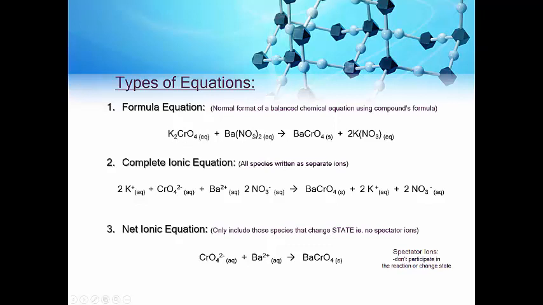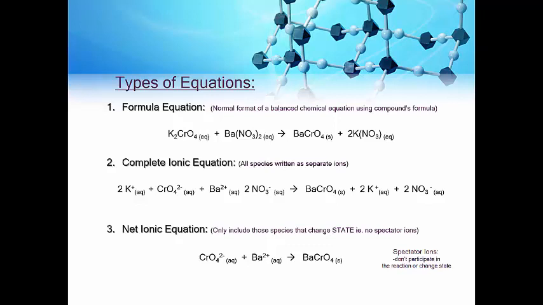K2CrO4, we've got barium nitrate, and we're going to get BaCrO4, and then we've got 2 potassium nitrates. Okay, and we've indicated that these 2 starting ones are soluble. The barium chromate, I think it is a solid, and our potassium nitrate is soluble, because all nitrates are soluble. So our formula equation shows you the complete ionic structures.